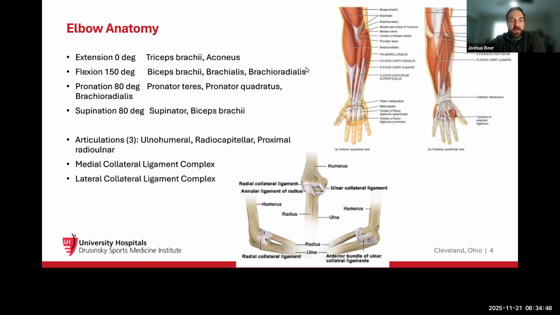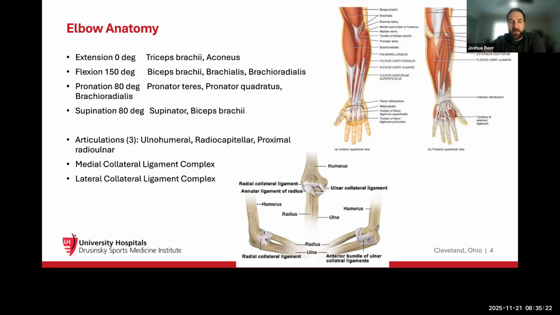So, a brief anatomy overview. Your elbow is a hinge joint, I'm sure you're well aware. Flexion, we look to get 150 degrees. The primary elbow flexor when you're pronated is your brachialis. When you're supinated, it's the biceps brachii. With extension, the triceps is your primary extender. Pronation and supination are about 80 and 80 degrees respectively. The elbow joint's made up of three different articulations: ulnar-humeral, radiocapitellar, as well as the proximal radio-ulnar.